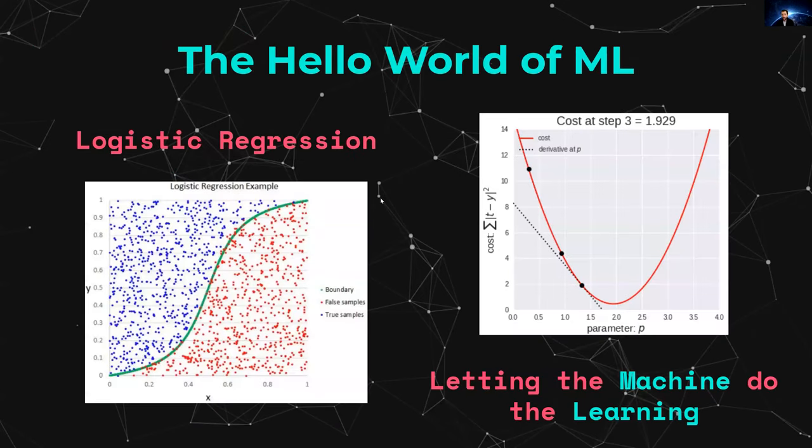But today we're going to be covering something that delves into the world of machine learning. And what better thing to cover than the hello world of machine learning, logistic regression. Basically taking in a specific data point and classifying it as either correct or false. In this case, it's just a binary classification. And we're going to be letting the machine do the learning in the GPU.